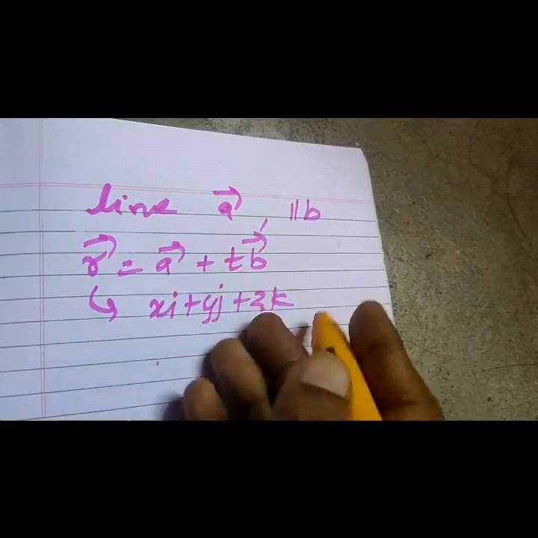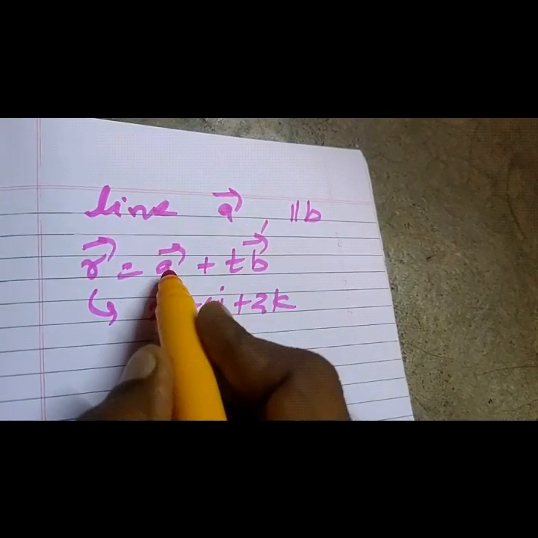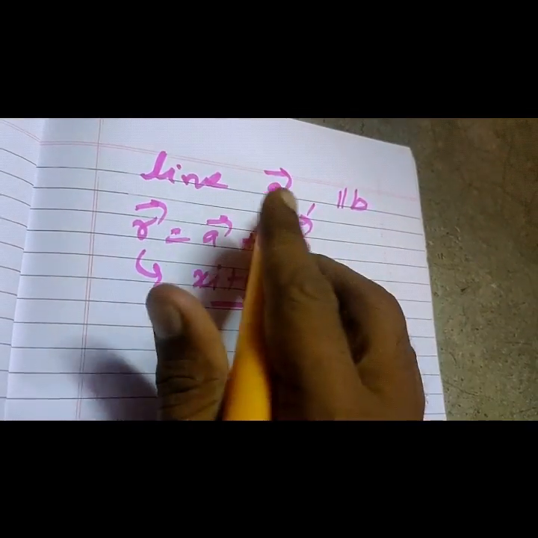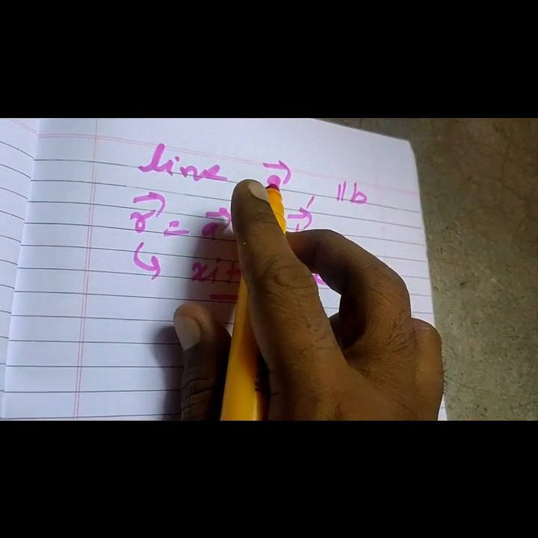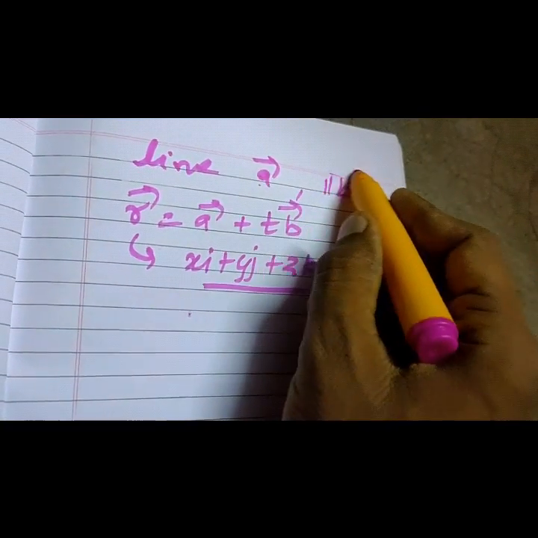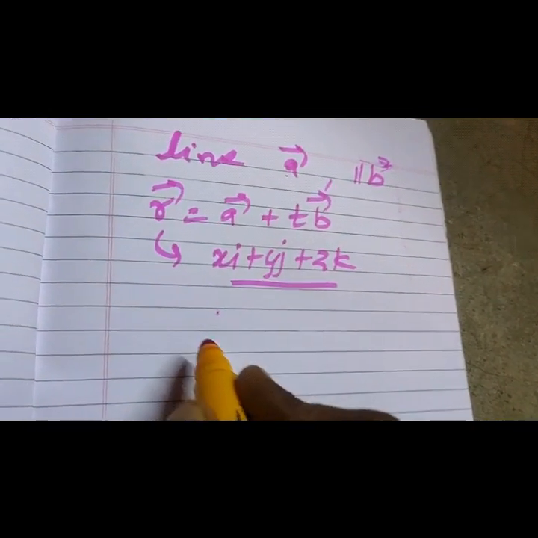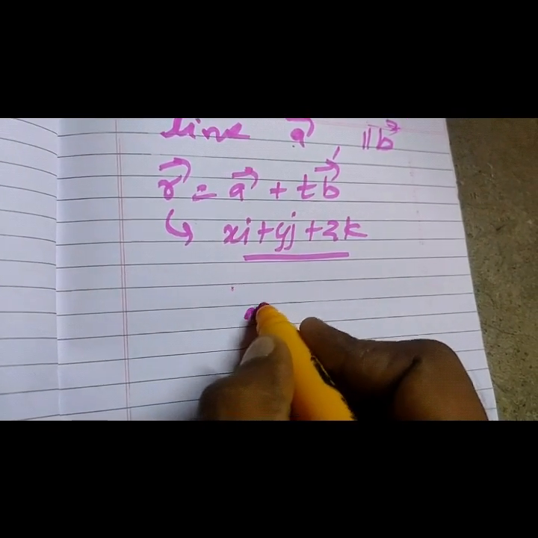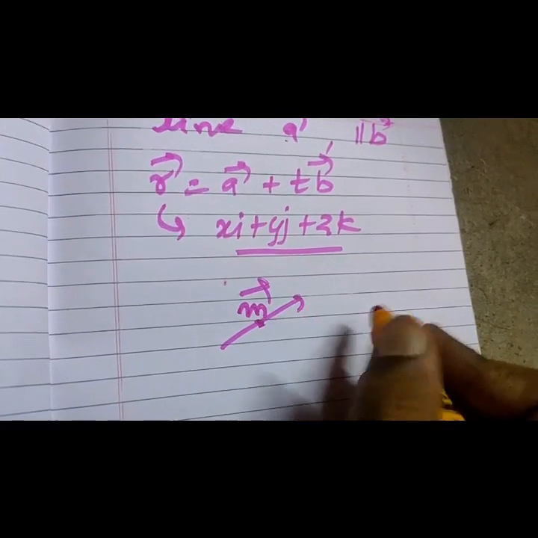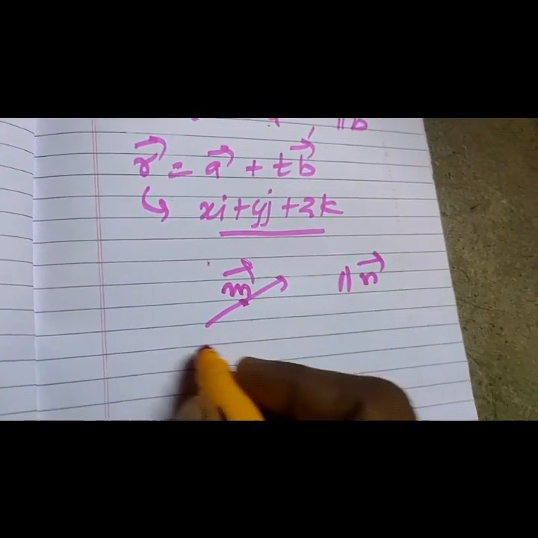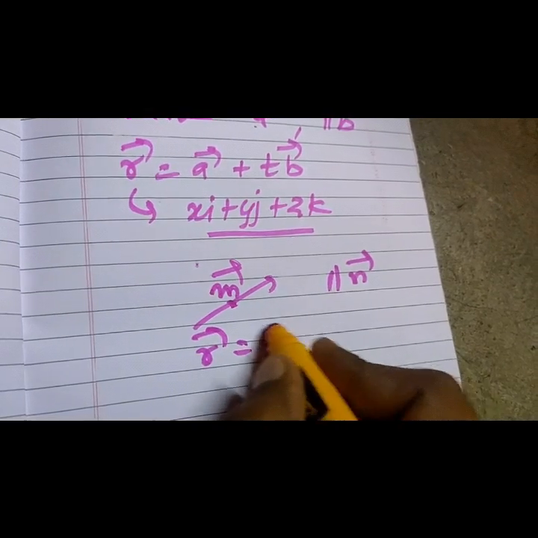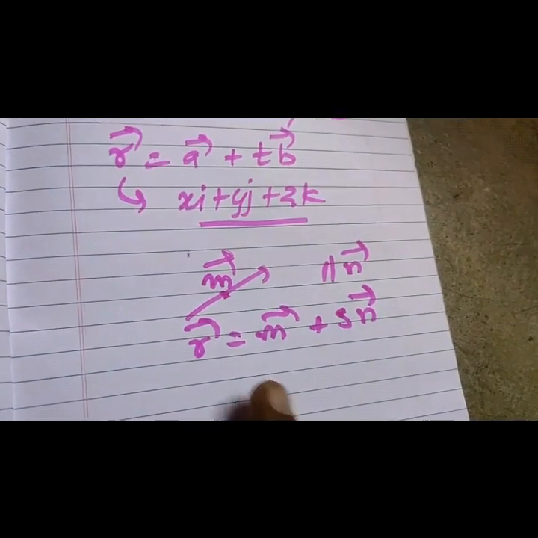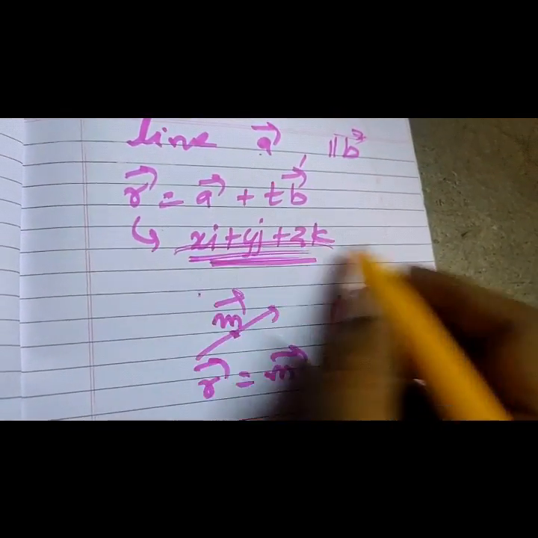Clear, guys? Then we simply put Xi plus Yj plus Zk equal to A bar plus something. Got it? Okay, anyway, this is the equation of a line passing through A bar and parallel to B bar. Clear, guys? So for example, to make you understand, if it is passing through M bar and parallel to N bar, can you tell me the answer? Yes, R bar is equal to M bar plus some S times N bar. That much simple. Just remember, R is always Xi plus Yj plus Zk.